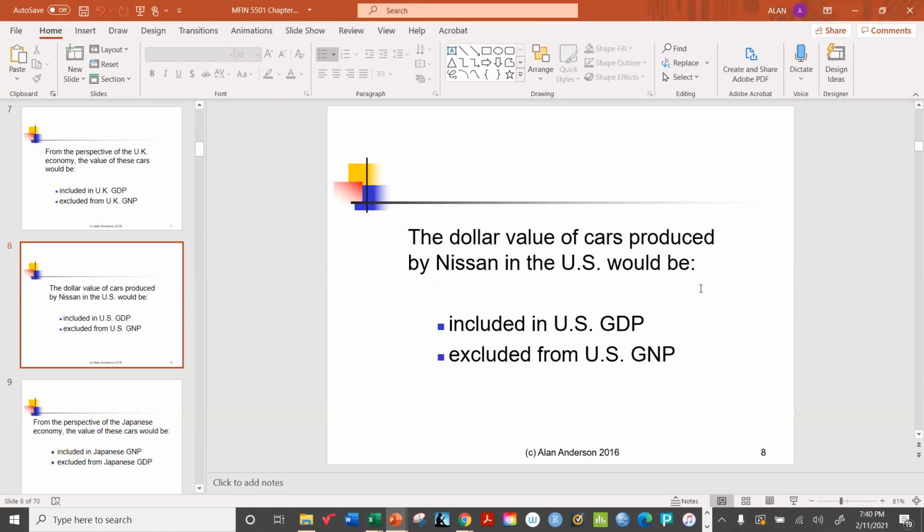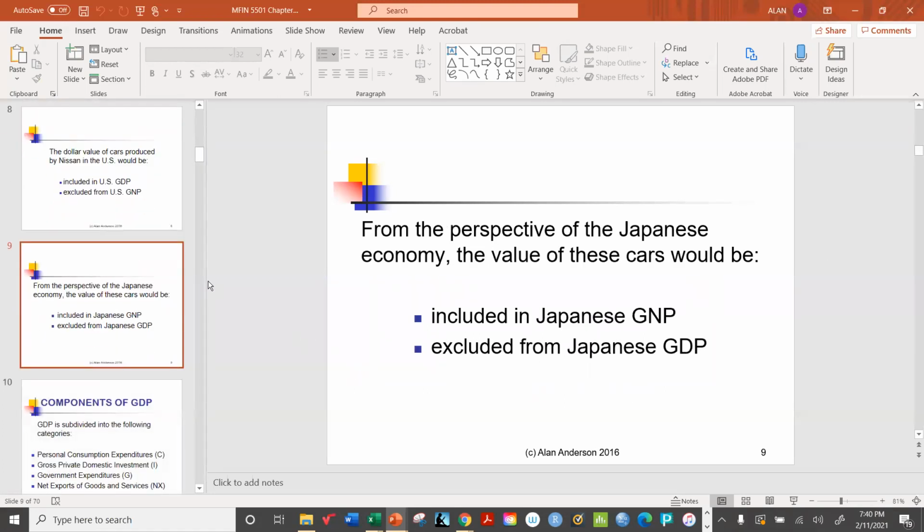Okay, now, from the perspective of the Japanese, those cars are being counted in Japanese GNP because it's a Japanese company, but they're not included in the GDP because they're not being built in Japan.